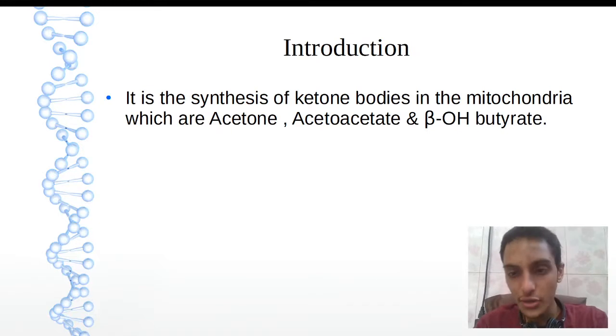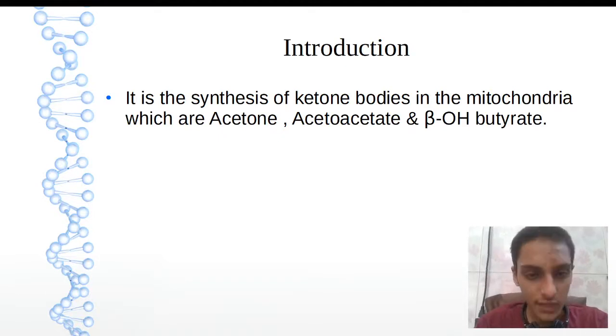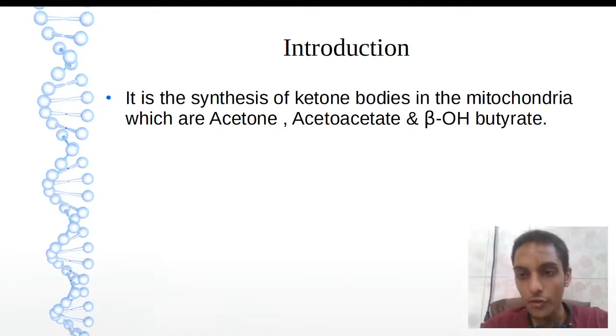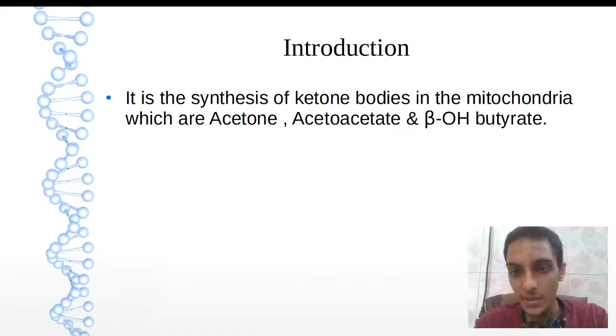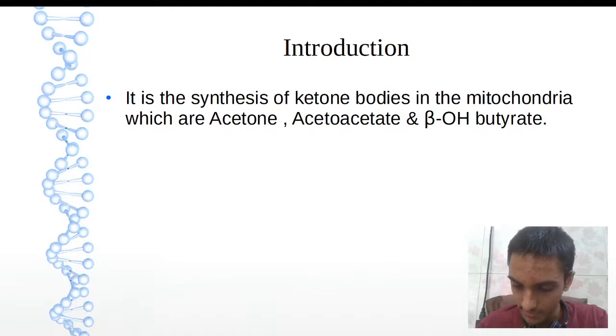So what is ketogenesis first of all? It is the synthesis of ketone bodies. Remember the word genesis, which means synthesis, or formation. It happens in the mitochondria. Those are acetone, acetoacetate, and beta hydroxybutyrate.